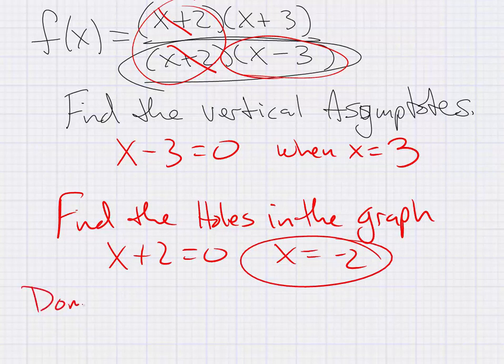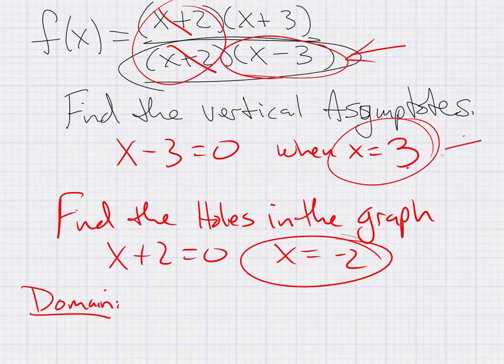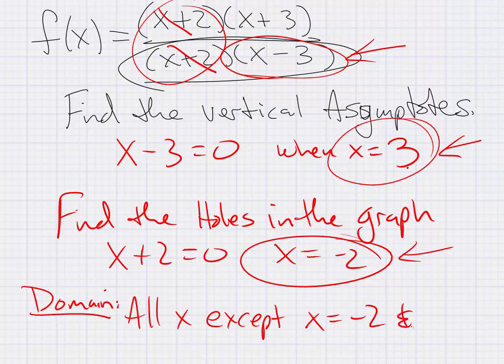If I said, what's the domain? Well, the domain is anything I can plug into the function. Normally what we do is we say, what can't we plug into the function? What would make the denominator 0? Well, 3 would make the denominator 0, and -2 would make the denominator 0. This one occurs with a vertical asymptote, this one occurs with a hole, but they're both places where the denominator is 0. So the domain is everything but those two. I could say all x except x equals -2 and x equals 3. That could be my domain.